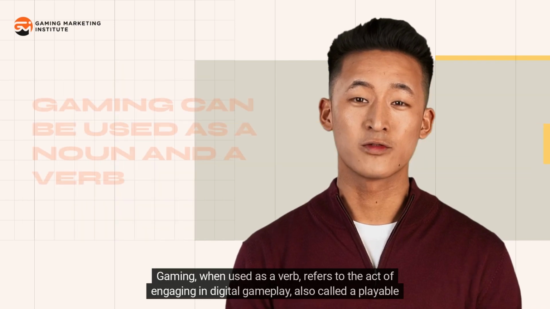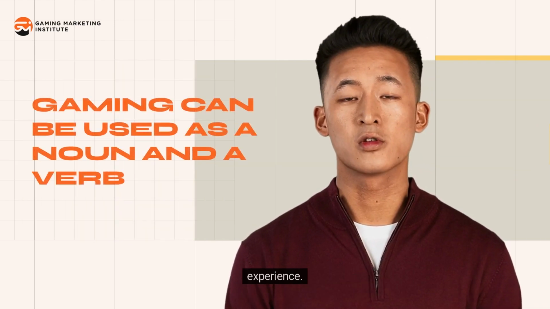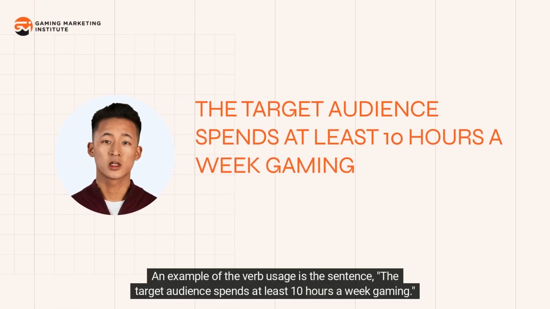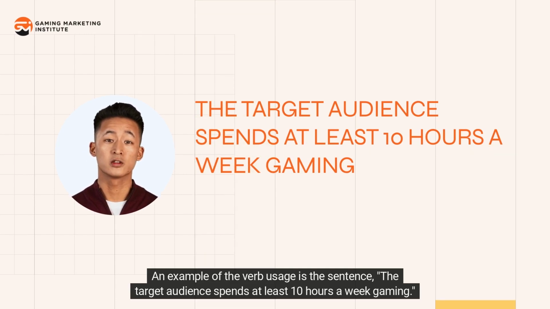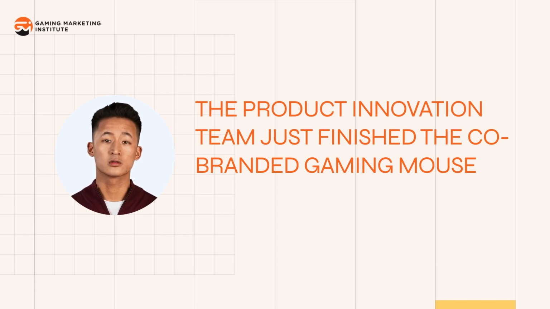Gaming, when used as a verb, refers to the act of engaging in digital gameplay, also called a playable experience. When used as a noun, gaming is something relevant to gameplay. An example of the verb usage is the sentence, "The target audience spends at least 10 hours a week gaming." An example of the noun usage is the sentence, "The product innovation team just finished the co-branded gaming mouse."